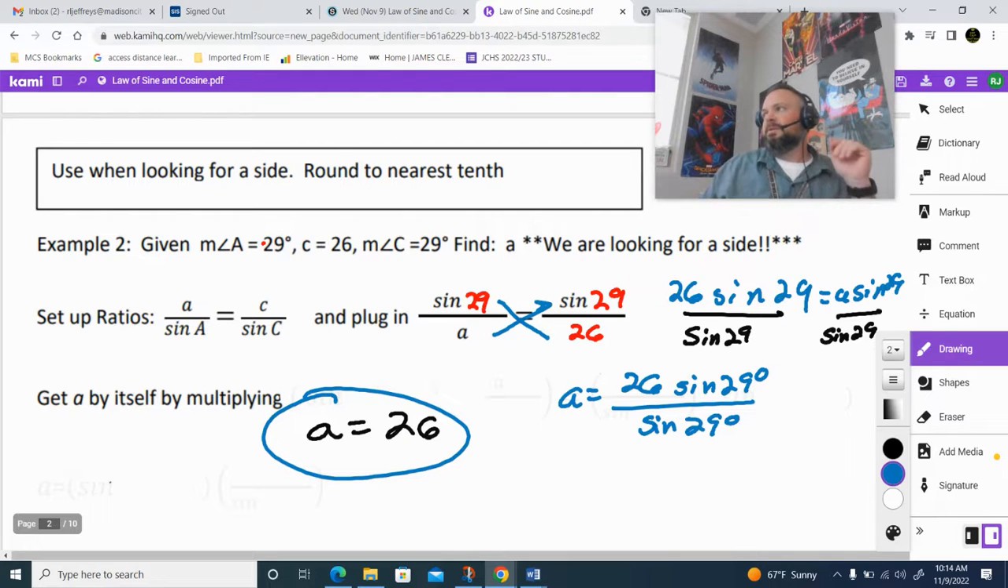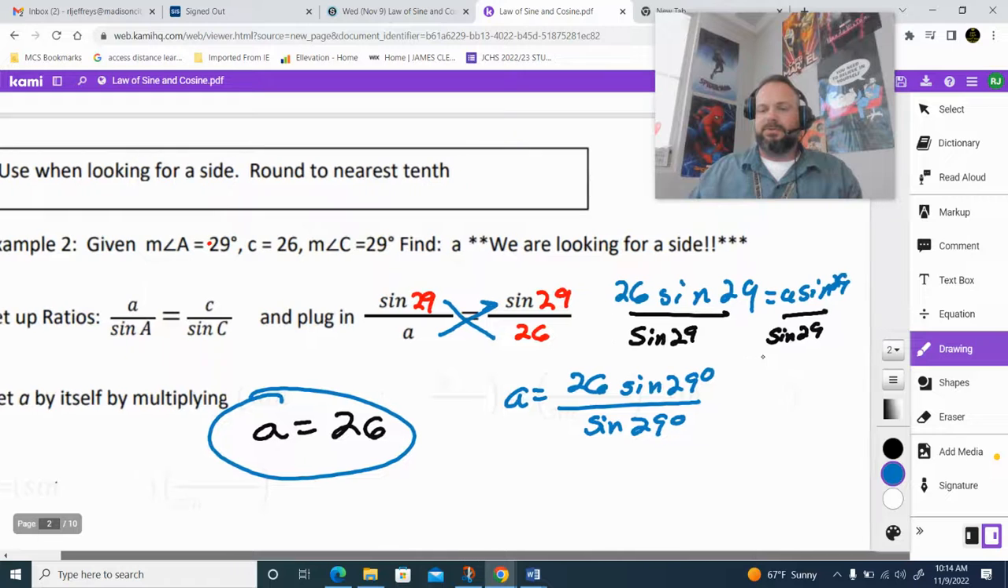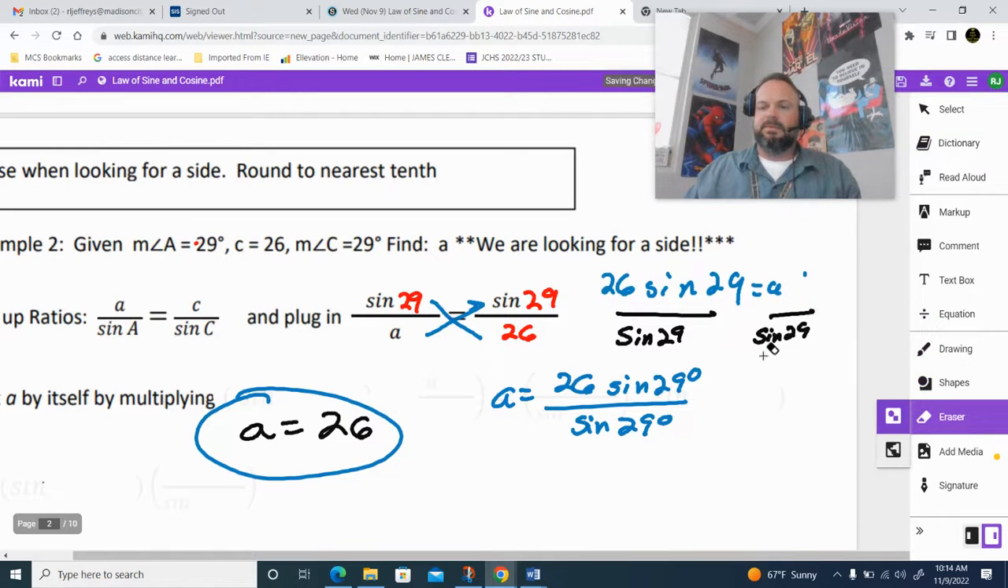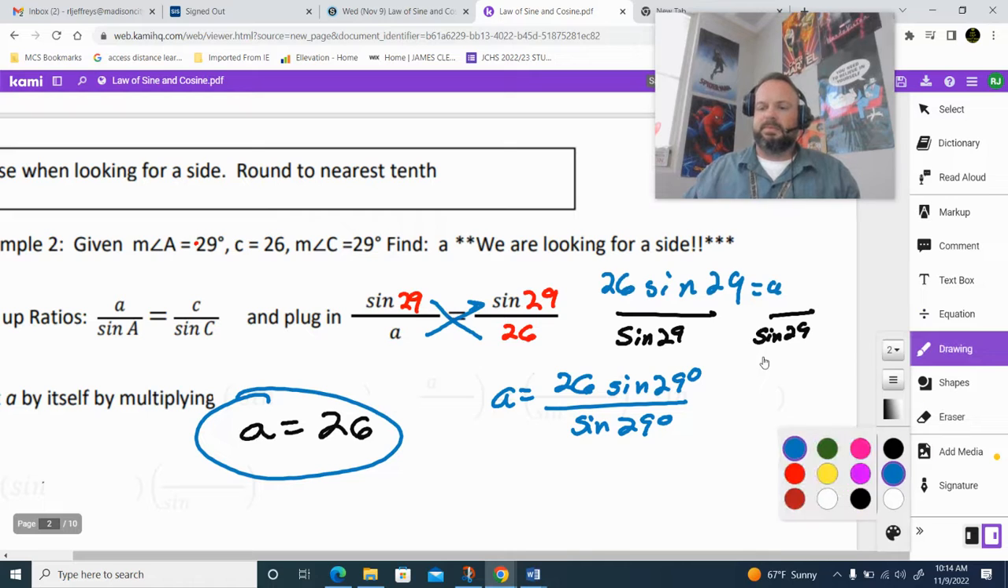Sorry, I messed up the notes right there. It's supposed to be a sine 29, but I was running out of room, so it got all kind of scrunched together. I'll clean that up. There we go.